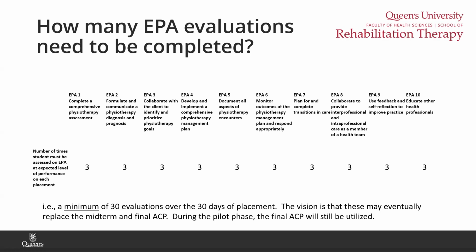If, for example, you have a student completing a physiotherapy assessment, you may be able to complete an evaluation of EPA 1, which is completing a comprehensive physiotherapy assessment. You may also be able to complete EPA 2 and evaluate it, which is formulating the diagnosis and prognosis. And you could also, for example, complete EPA 5, documenting all aspects of physiotherapy encounters, just based on that one patient interaction. And so you can see how quickly you can accumulate some of these EPAs over time.